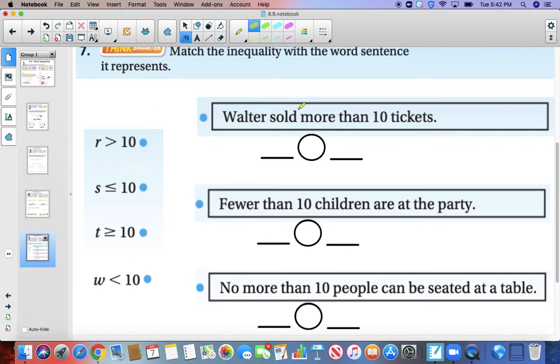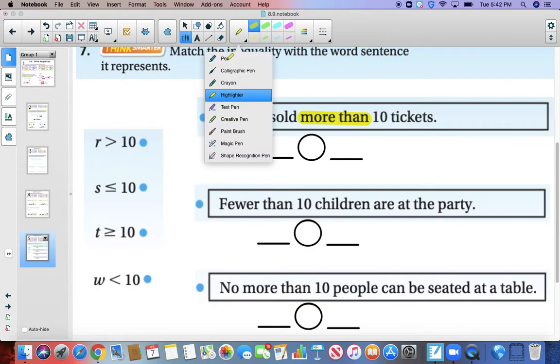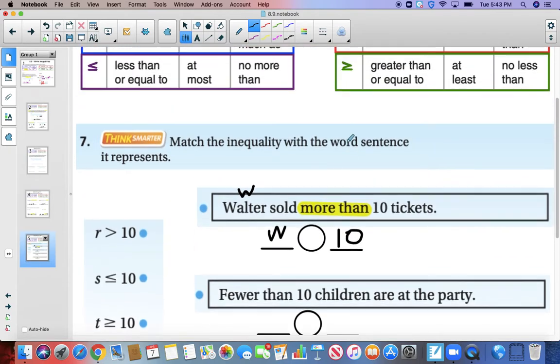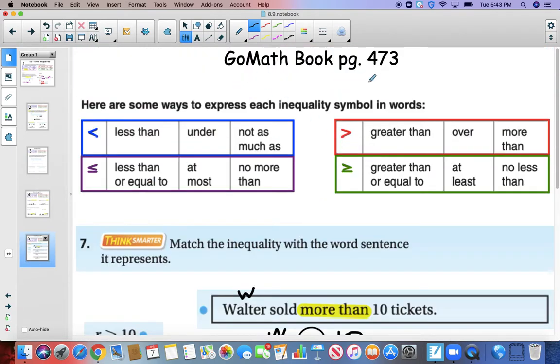So this says Walter sold more than 10 tickets. So more than is our keyword. And I'm going to do it this way. Walter is being talked about first. I'm going to represent Walter with W. So W is more than 10 tickets. So more than. Let's take a look. Where do you see that? Perfect.